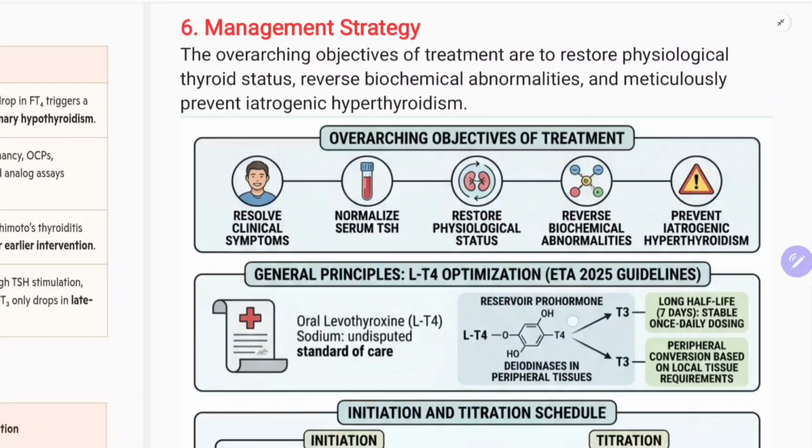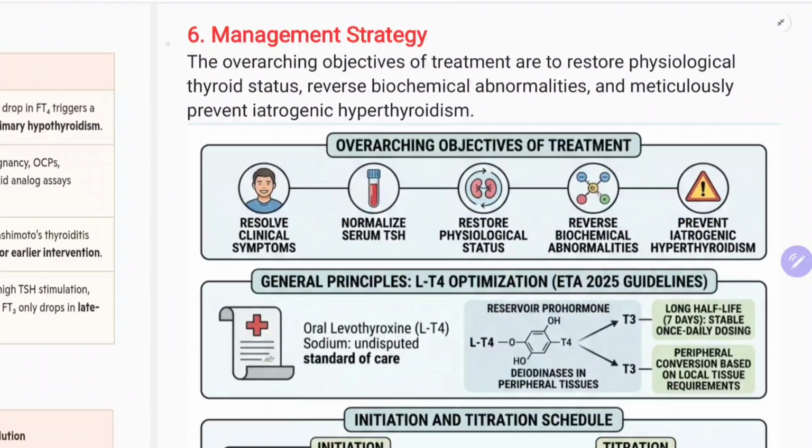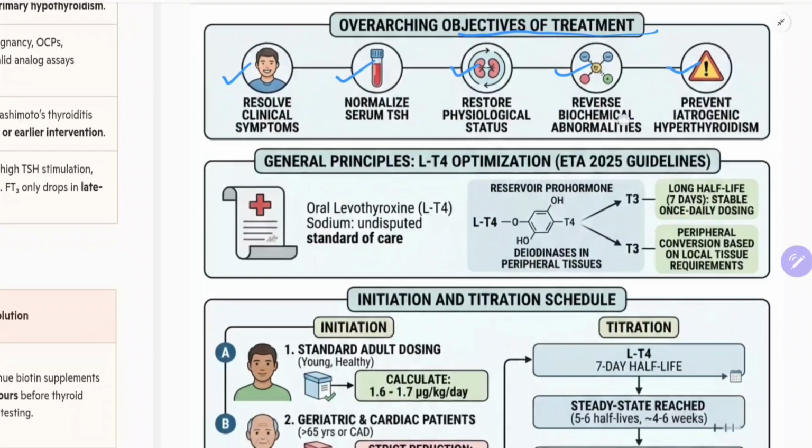Okay, so management strategy. The overarching objectives of treatment are to restore physiological thyroid status, reverse biochemical abnormalities, and meticulously prevent iatrogenic hyperthyroidism. So what are the objectives of treatment? Resolve the clinical symptoms, normalize the serum TSH, restore the physiological status, reverse the biochemical abnormalities, and prevent iatrogenic hyperthyroidism. These are the objectives.